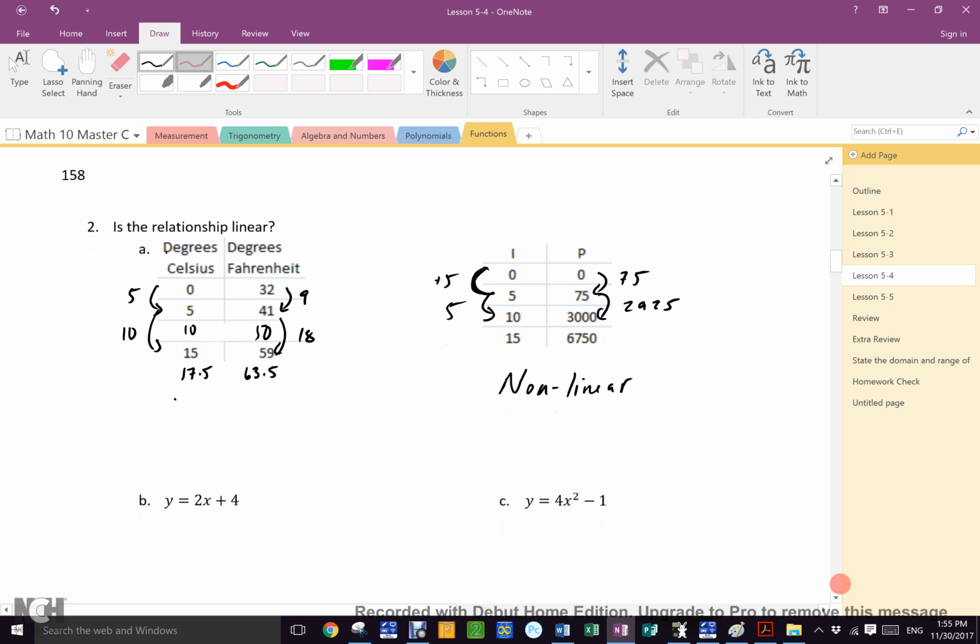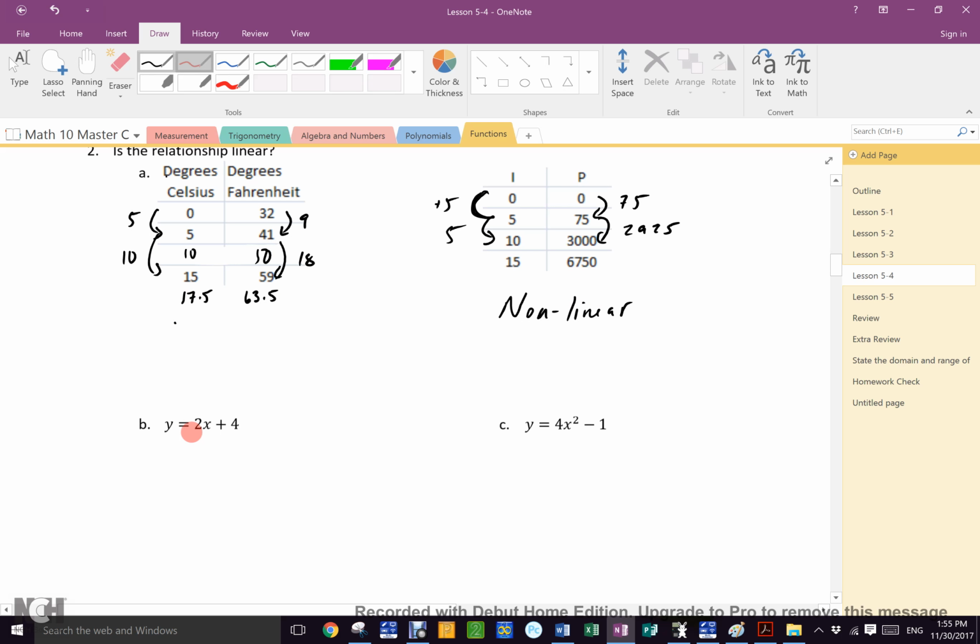Everybody cool with doing this with tables of values? Excellent. Let's do this with, wait a minute, Mr. Myers, that's an equation. Get pranked. I don't know how to do that with an equation. Sure you do. You make it a table of values.